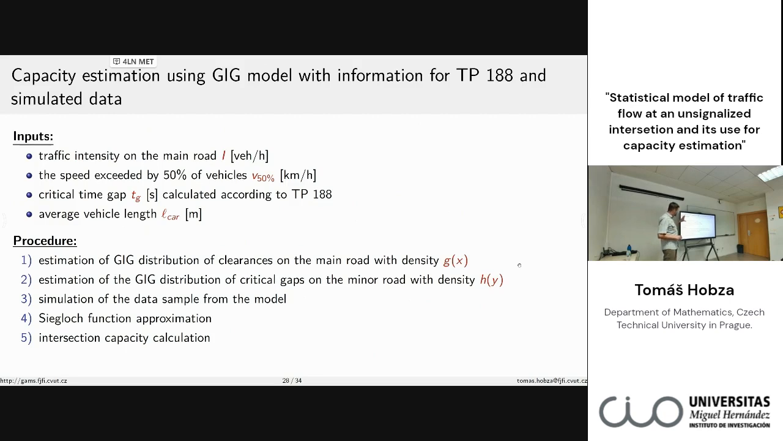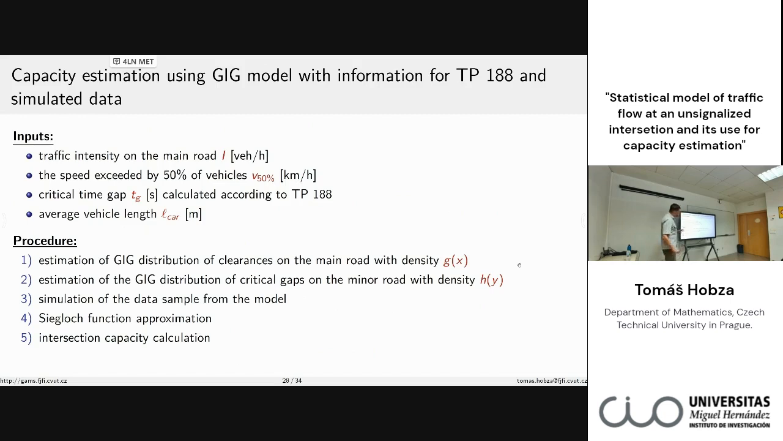So only four numbers were entered, no data, and we would like to estimate the capacity. We will use the same as in the methodology: the intensity on the main road, the median of velocities, and the critical time gap, which was calculated in the methodology. And we need some average vehicle length.